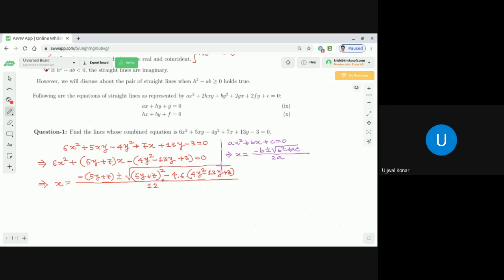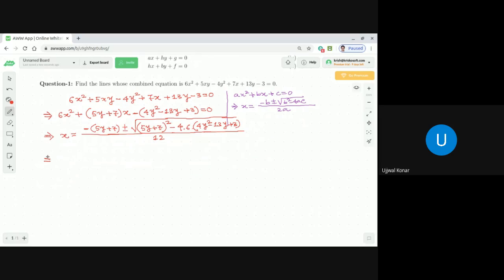Now if you simplify further, dear students, what are we going to get? If we simplify further from here, we get x is equal to minus of (5y plus 7) plus or minus square root of 121y square minus 242y plus 121, divided by 12. If any one of you get a different result, please do let me know.